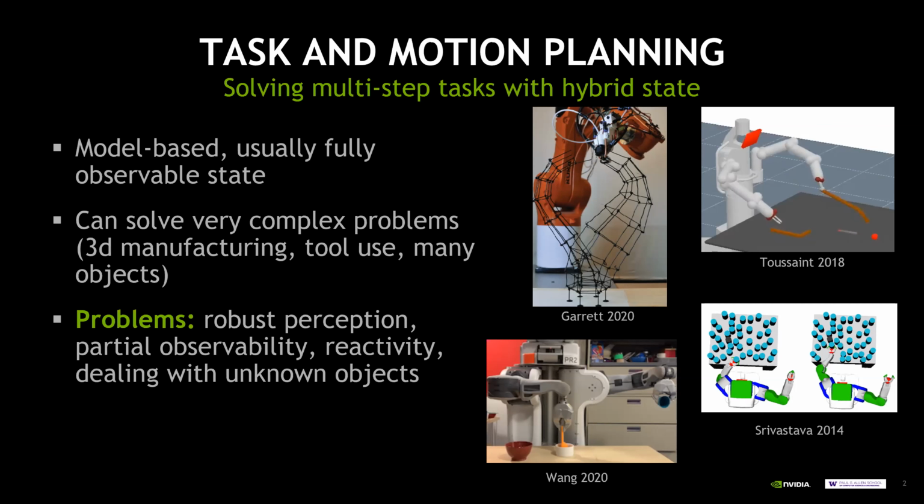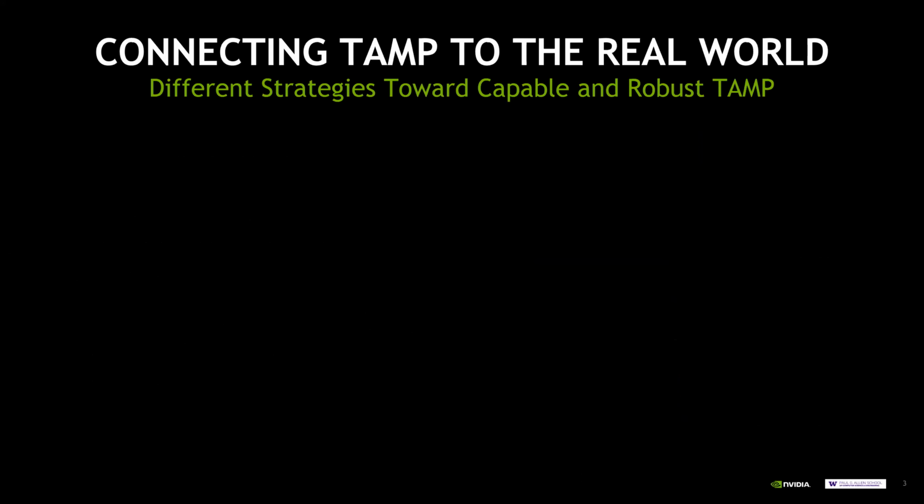First of all, we need robust perception to be able to act in the real world. We have to be able to deal with things like partial observability, like if we don't know where all the objects are, or we don't fully understand the effects of our actions, and dealing with unknown objects in particular. So we need to figure out solutions that work for all of these things. How do we connect these perception systems so that we can be robust to these kinds of issues with our task and motion planning algorithms?